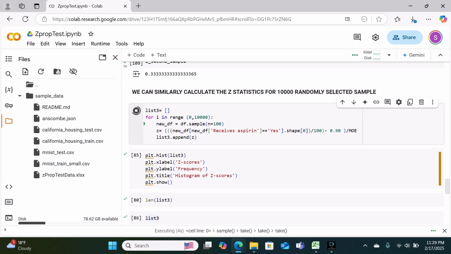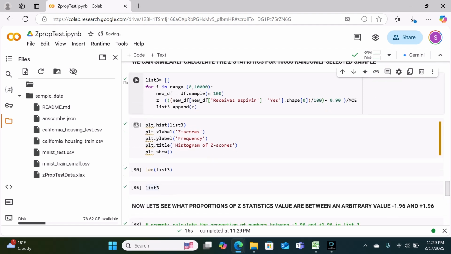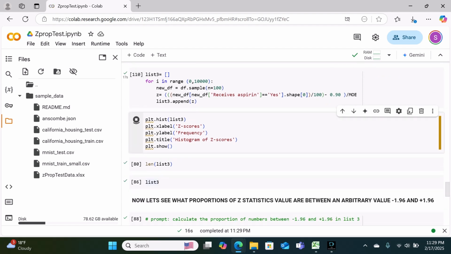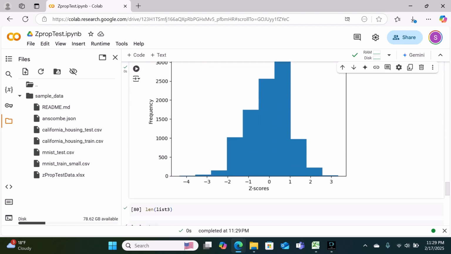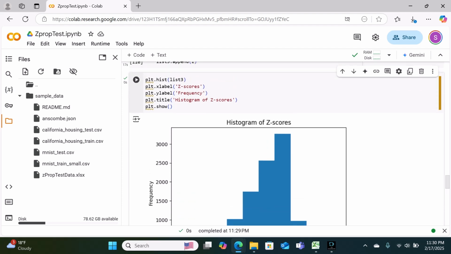Since there are many samples, almost 10,000, it will take some time to calculate the G statistics value. After these calculations, we will get a total of 10,000 G statistics values. We will plot these 10,000 G statistics values and see that most of the G statistics are between -2 and +2.